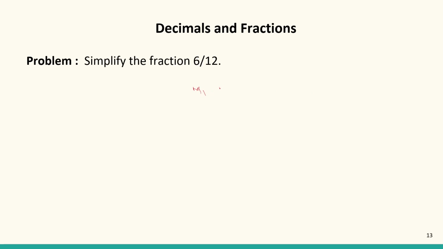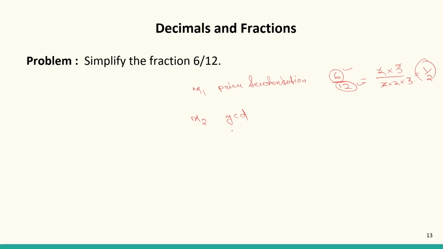Method 1 is prime factorization, and method 2 is GCD. Let's do it by prime factorization first. For 6 by 12, the numerator is 6 and the denominator is 12. Let's do their prime factorization. 6 is 2 into 3, and 12 is 2 into 2 into 3. So we can cancel one 2 and one 3, and what we get is 1 by 2. This is the simplest form.